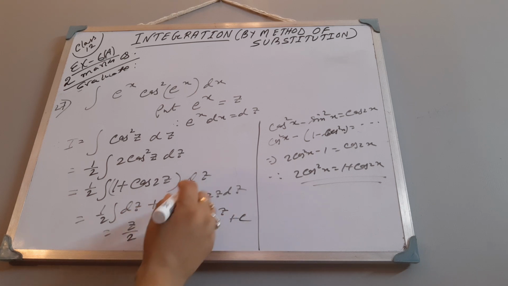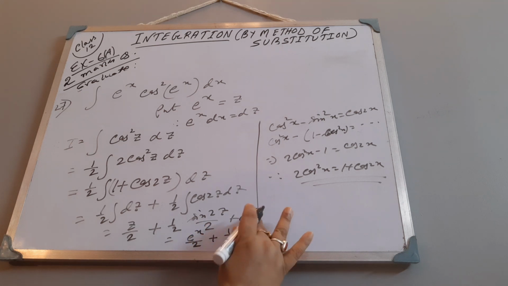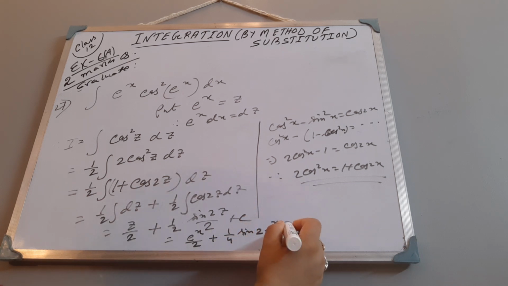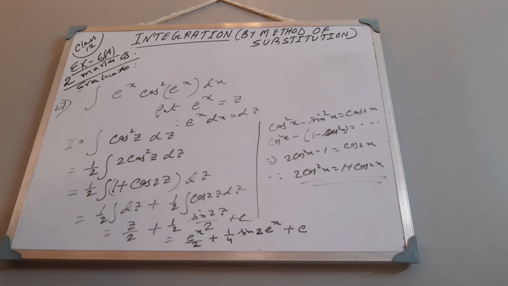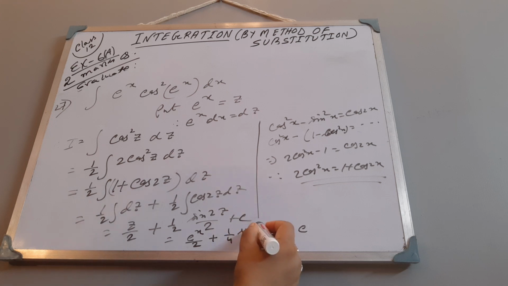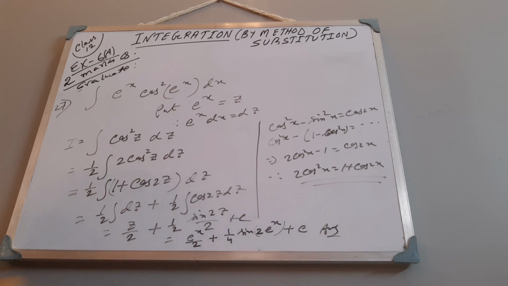Now z we have taken as e to the power x. So write here e to the power x by 2 plus this is coming 1 by 4 sin 2 e to the power x plus c. This will be the answer, sin 2 e to the power x. Understood?